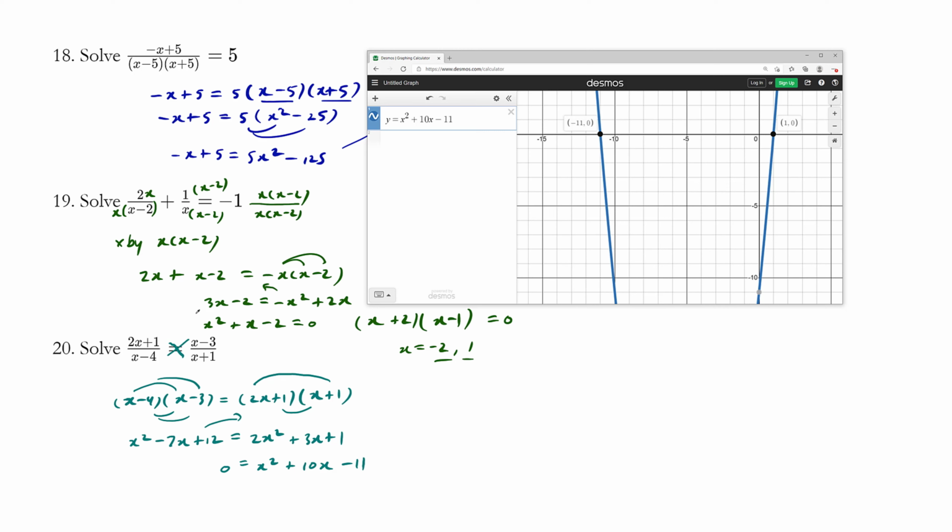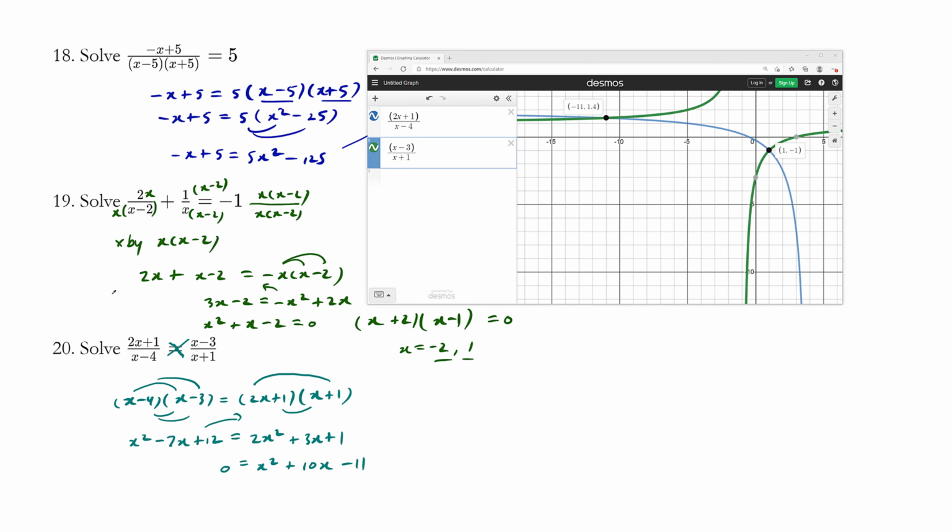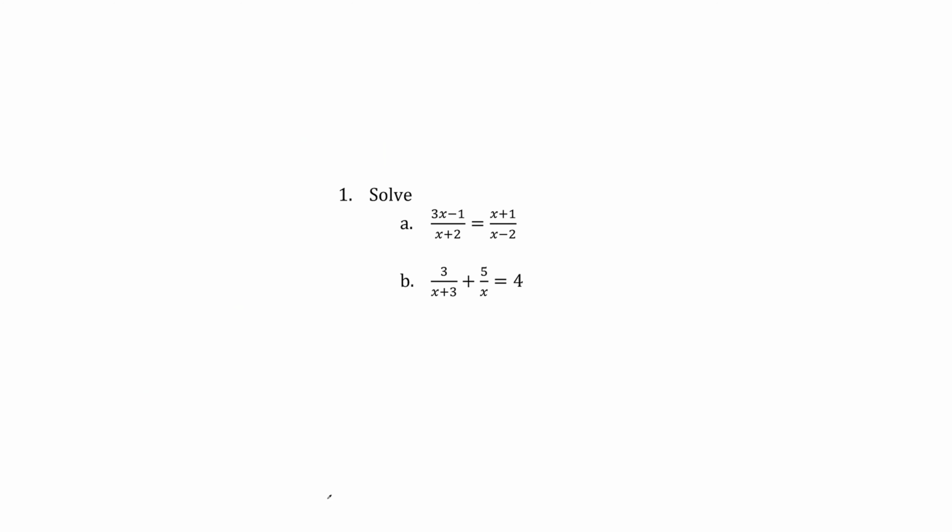Now let's actually punch in the original question to see if any of these are extraneous. So here, when we punch in both rational expressions, you can see that there's actually 2 solutions, 1 and negative 11. There's no division by 0 problems, so both solutions are acceptable. It's your turn. What's the answer?